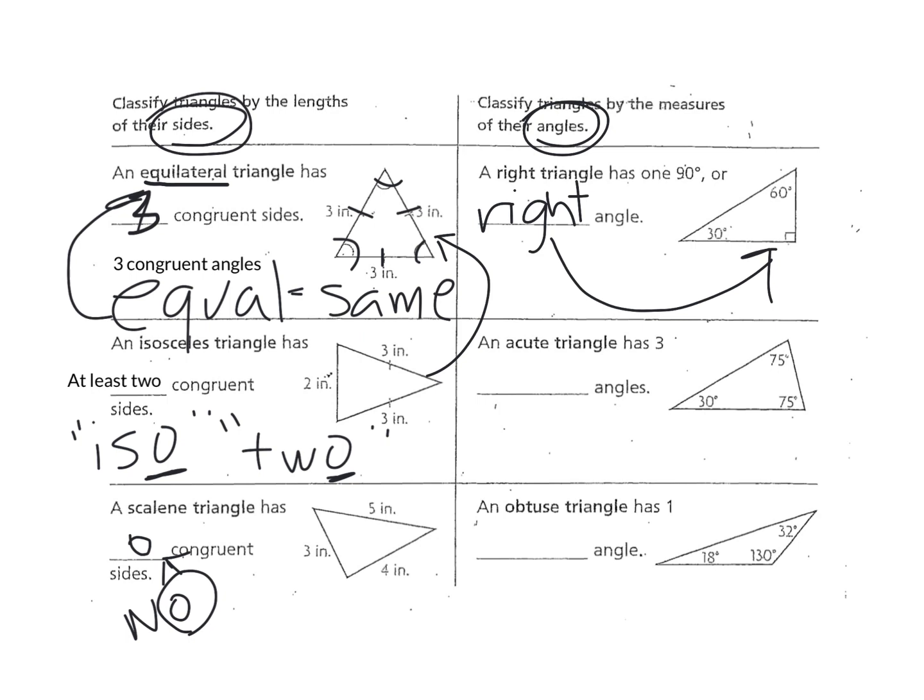The next one is an acute triangle. It says it has 3, and then I'm going to write in 3 acute angles. And so here I know, again, my definition of acute, think back to 4th grade.